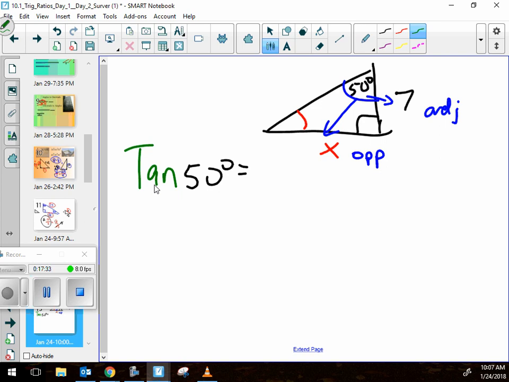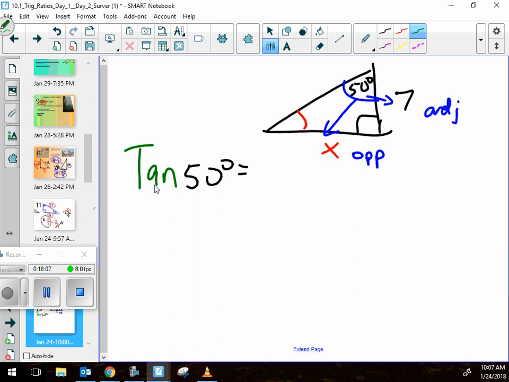So under mode, get into degree mode, and now tell me, what's tangent of 50? 1 point what? 1.192? Let's round it to 1.2. Is that okay? All right. Let's call it about 1.2. But here's the mistake. Don't do that. Because you want to set up an equation, and you'll put in the 1.2 in a minute.